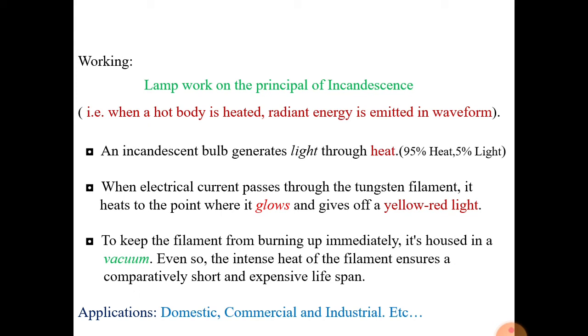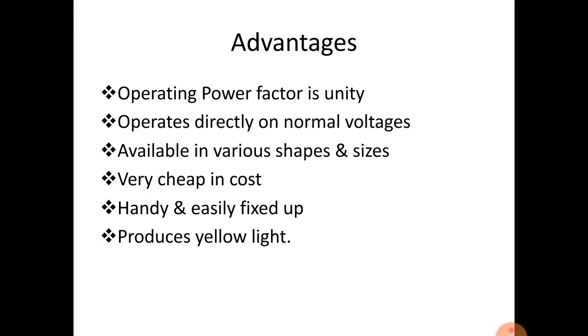The incandescent lamp generates light through heat, meaning 95% heat and 5% light. When electric current is passed through the tungsten filament, it will generate heat, and at that temperature it starts glowing and gives us yellow light. So this is the simple working principle of the incandescent lamp.